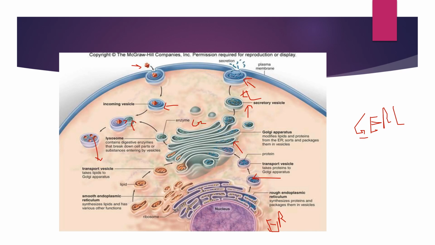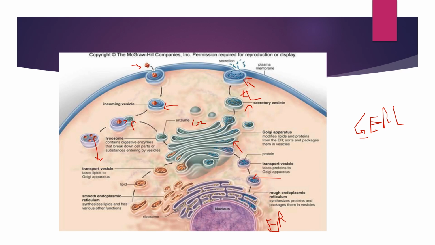So every time a small piece of plasma membrane is not available, and if this piece of plasma membrane is not given back, then after some time the surface area of the plasma membrane will be less. So the GERL system is very important.